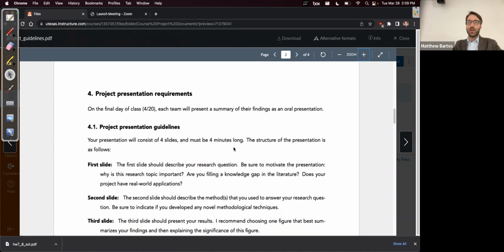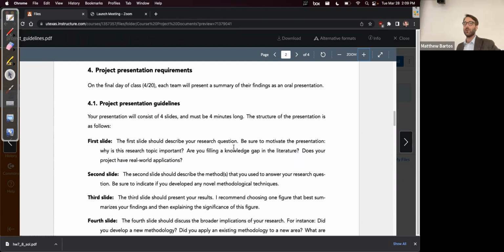Let's talk a little bit about the project presentation. So on the final day of class, each project, so note that officially the class project can also be a team project. I don't know if I mentioned this explicitly, but you are allowed to work in teams for your course project. So on the final day of class, each individual or project team will present a summary of their findings as an oral presentation.